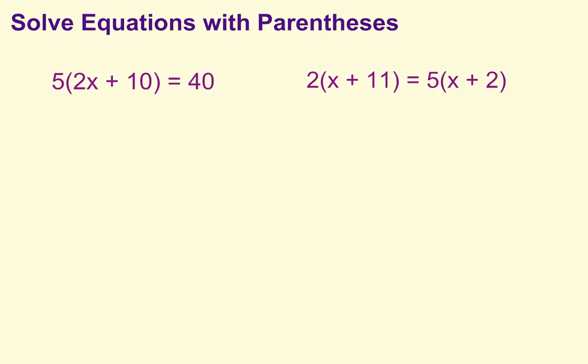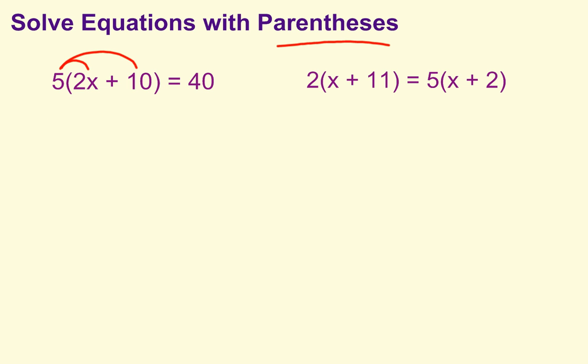All right, we're going to work on solving equations that have parentheses. So when you see an equation that has parentheses, it's a nice heads up that you want to distribute first. So this first equation, we have 5 times (2x + 10) equals 40. So that 5 out front, we want to go ahead and distribute that into both terms inside your parentheses.